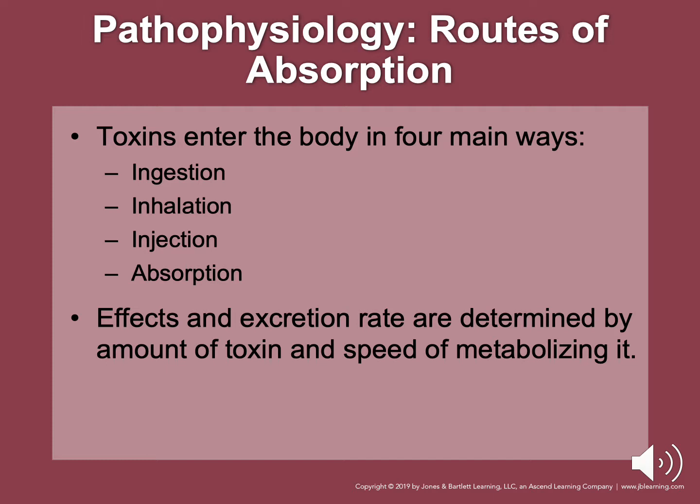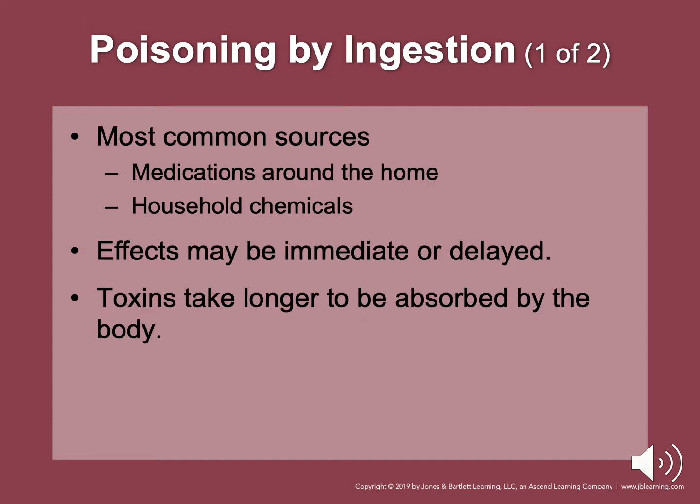All right. There's four different main ways. Ingestion, of course, is swallowing. We'll talk about each one of these individually, but each one of these is unique in how the toxins are absorbed into the body, and each one will take a different amount of time to metabolize that toxin itself. So ingestion is most common, swallowing the toxin itself. A lot of times it's medications around the home or household chemicals.